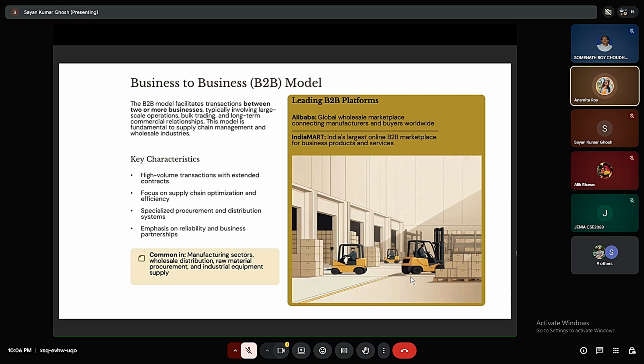Some popular B2B platforms include Alibaba, which connects global manufacturers and buyers, and IndiaMART, which is India's largest B2B online marketplace. Overall, the B2B model plays a vital role in supporting industrial growth and improving business efficiency through digital transformation.